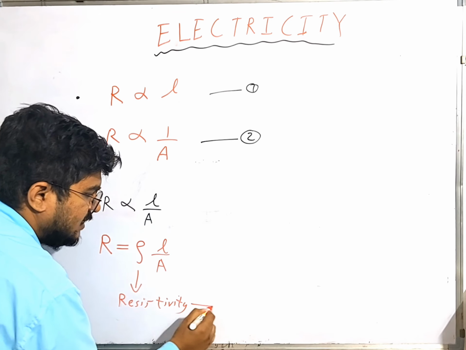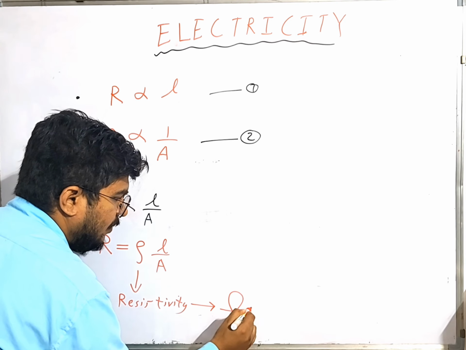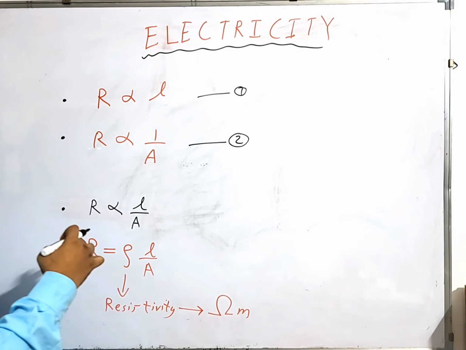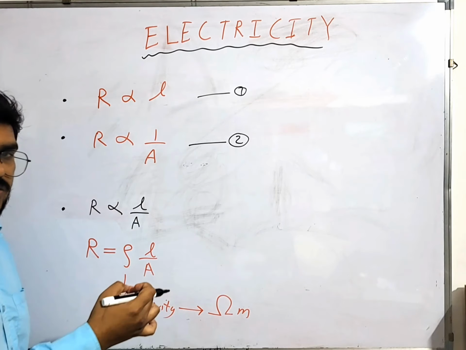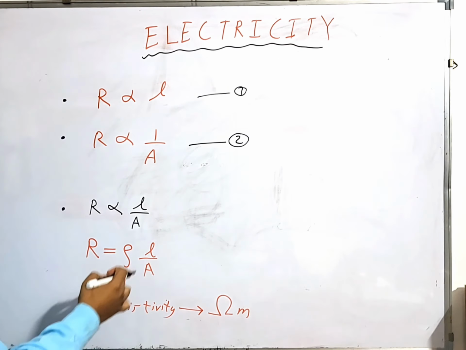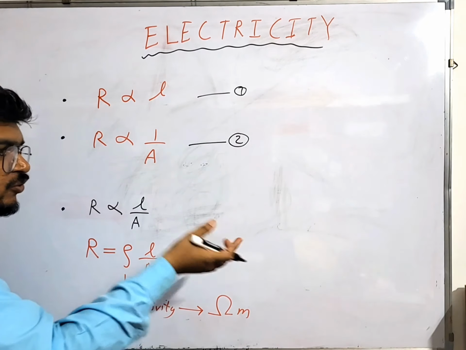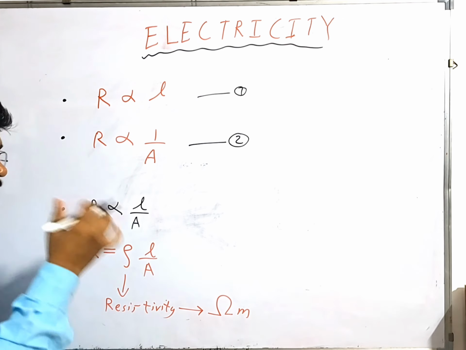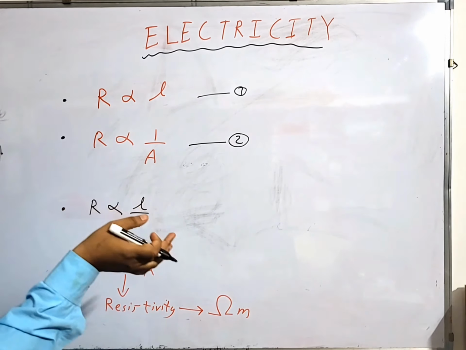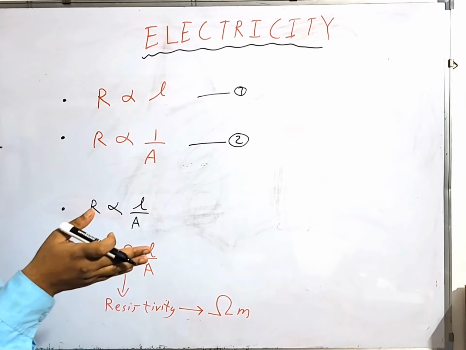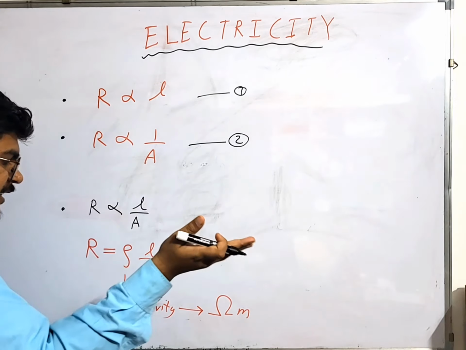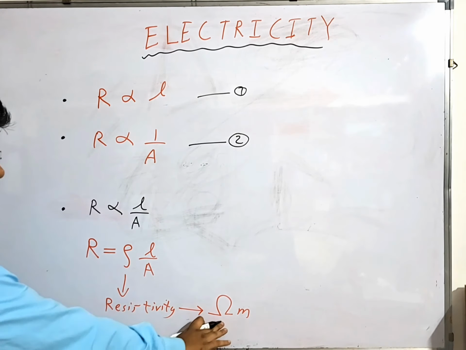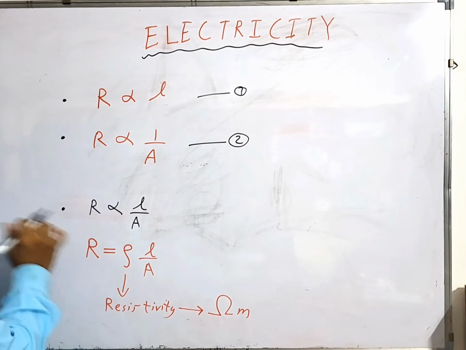Its SI unit is ohm meter. Now, what do you mean by resistivity? Resistivity measures the power of a particular material to resist the flow of electric current. Different materials have different resistivity. So this is resistivity. Its SI unit is ohm meters and it is denoted by rho.